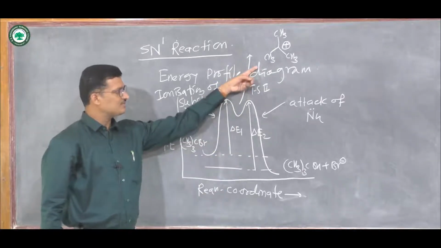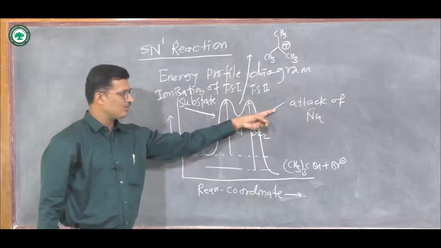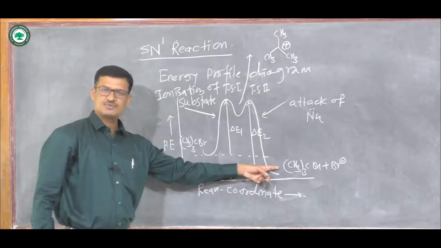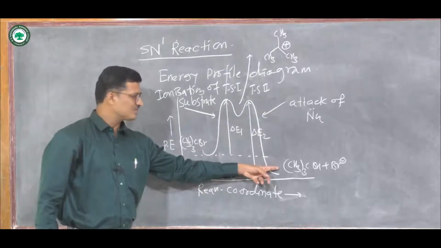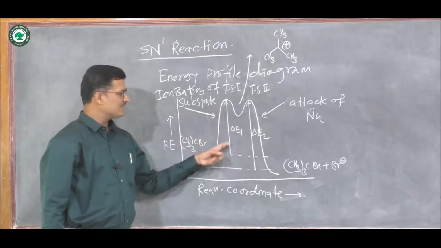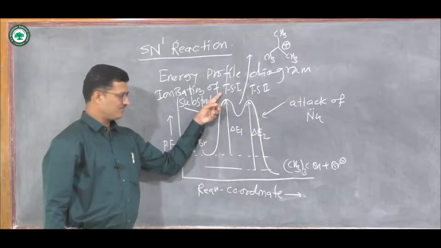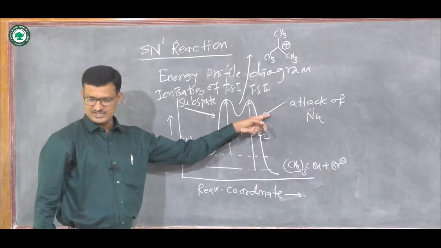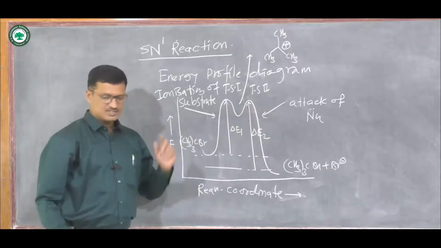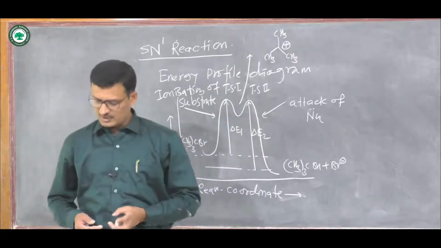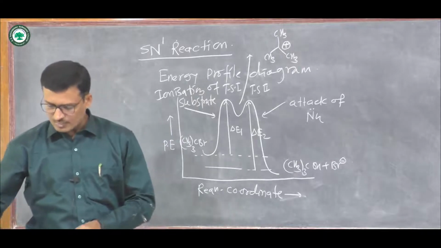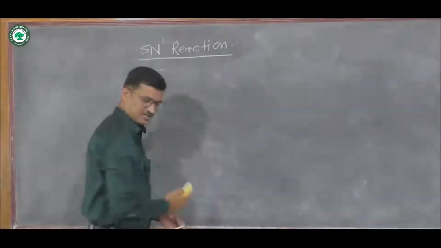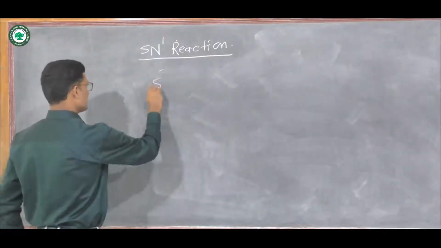Once the carbocation is formed, then in the next step attack of nucleophile takes place, and then we get the final product, that is tertiary butanol. So delta E1, this energy is required for the first transition state. Delta E2, this energy is required for the second transition state. So this is a simple energy profile diagram for the SN1 reaction. Then what is the stereochemistry? The next one is the stereochemistry.